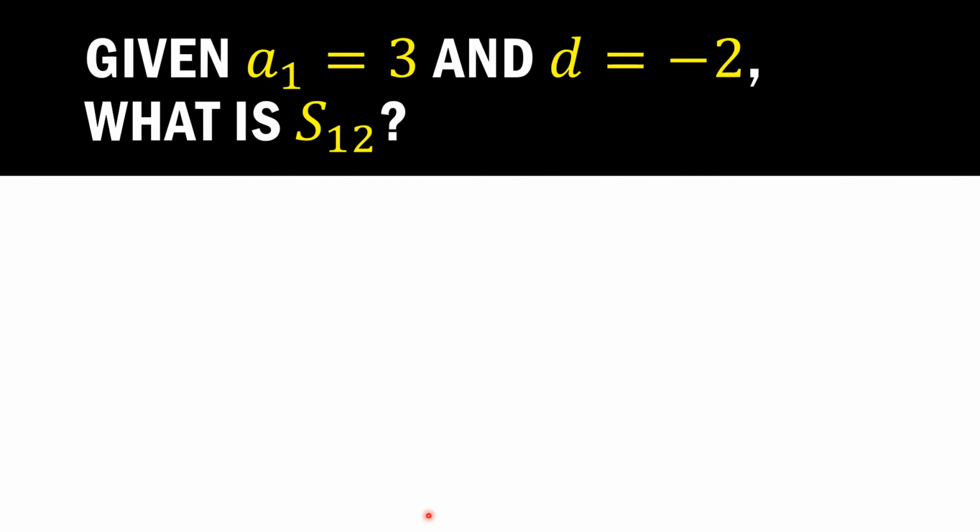So now let's have a problem. There's a case analysis. Let's see this case. Given a sub 1 is equal to 3 and the common difference is negative 2, what is the sum of the 12 terms?